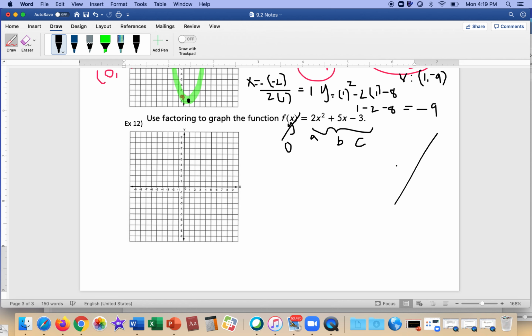We have to look for a combo that multiplies to a times c. So what multiplies to -6 that adds to +5? It could be 2 and 3, 1 and 6. It has to be 1 and 6, because only one can be negative. And -1 times 6 is -6, and -1 plus 6 is +5. So those are our factors. So we have 0 equals x minus 1 times x plus 6.